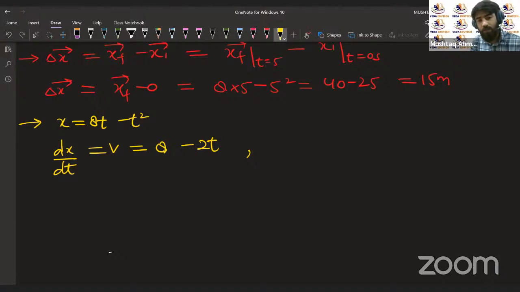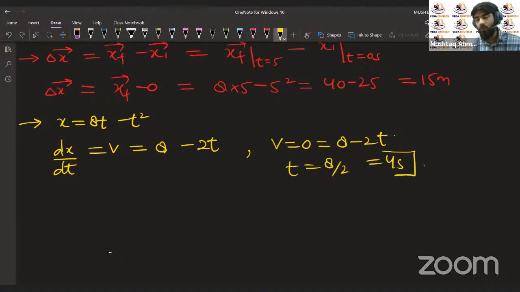The velocity becomes zero after some time. Let's calculate that time: t equal to 8 upon 2, that's equal to 4 seconds. So it means that after time t equal to 4 seconds, the particle stops its motion and then reverses its direction. When the particle reverses the direction of velocity, the velocity has to become zero. Then only the particle can reverse its direction and move in the opposite direction.